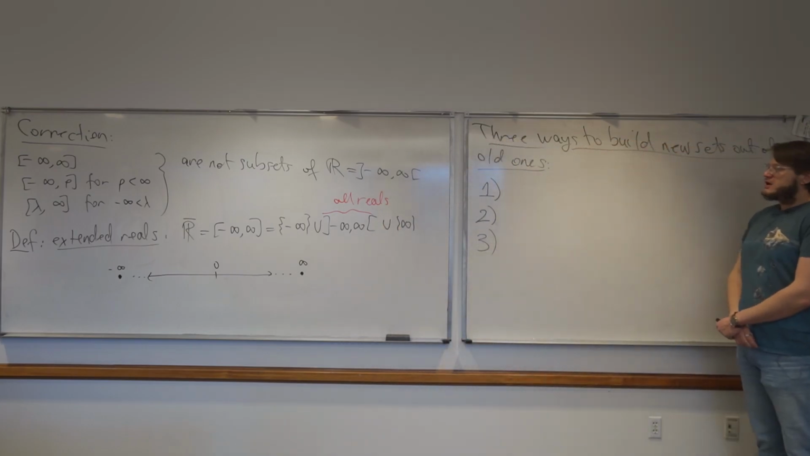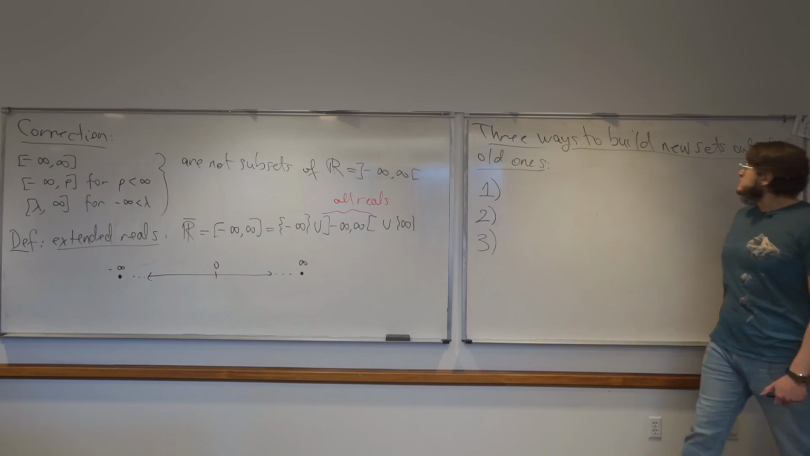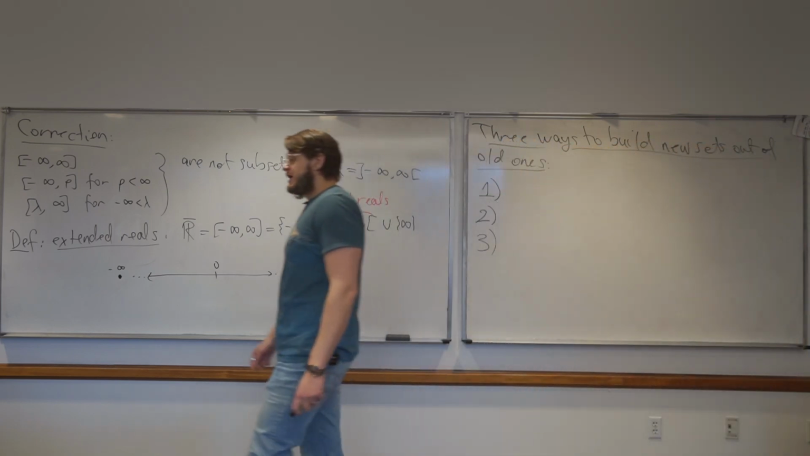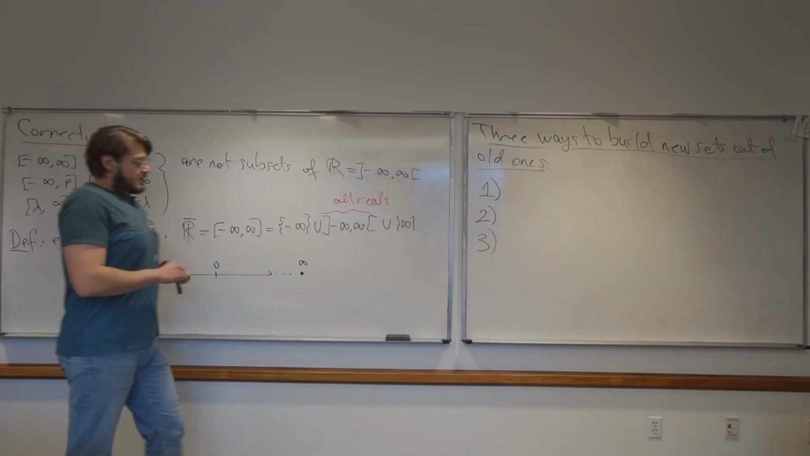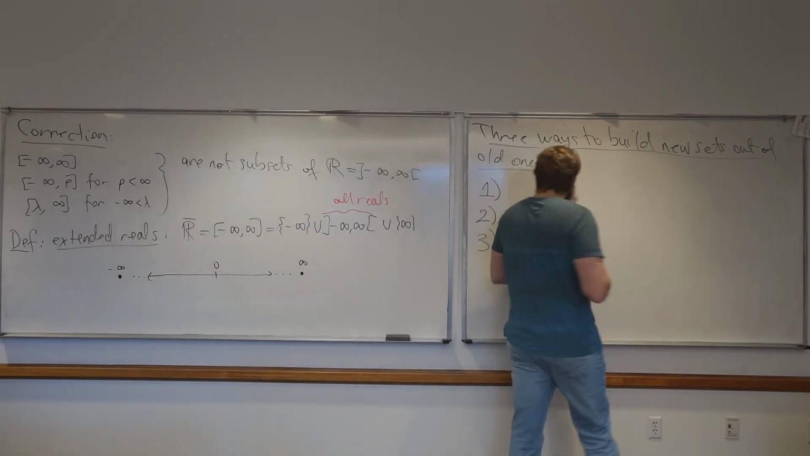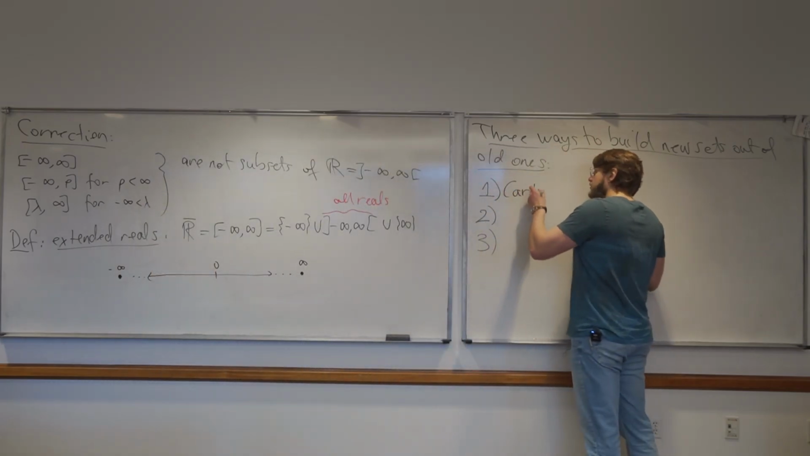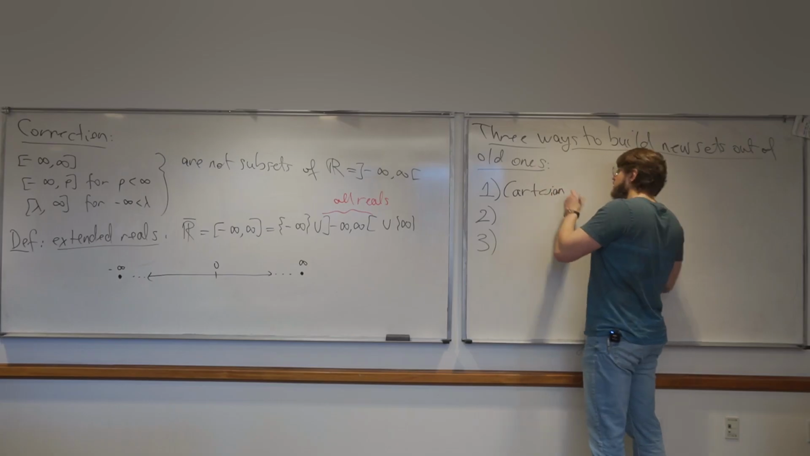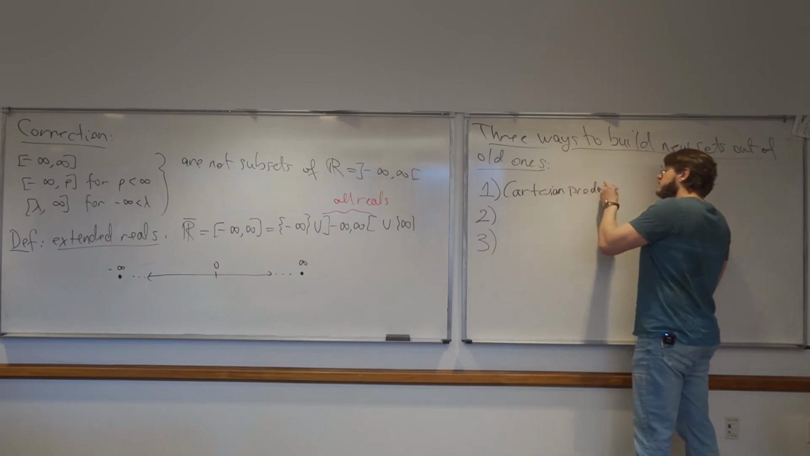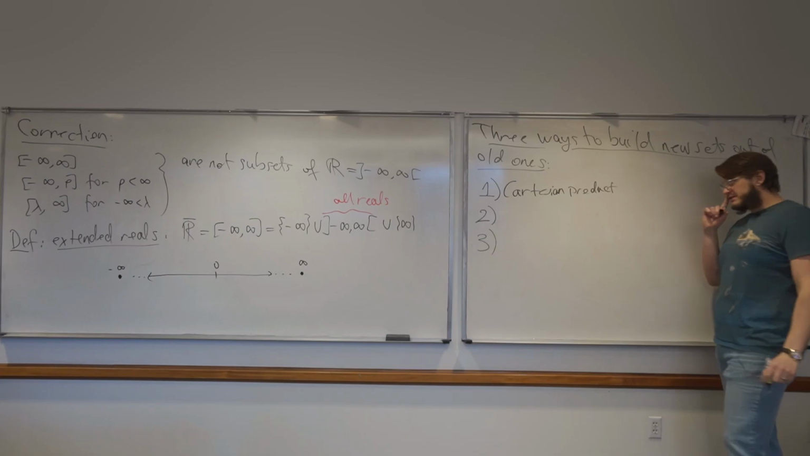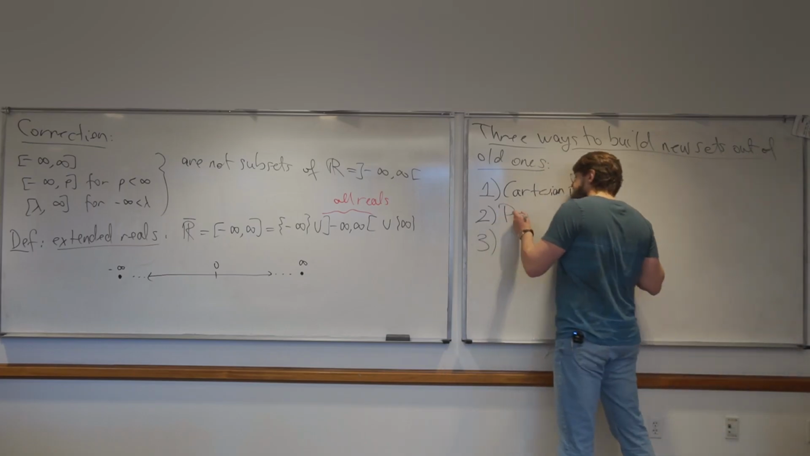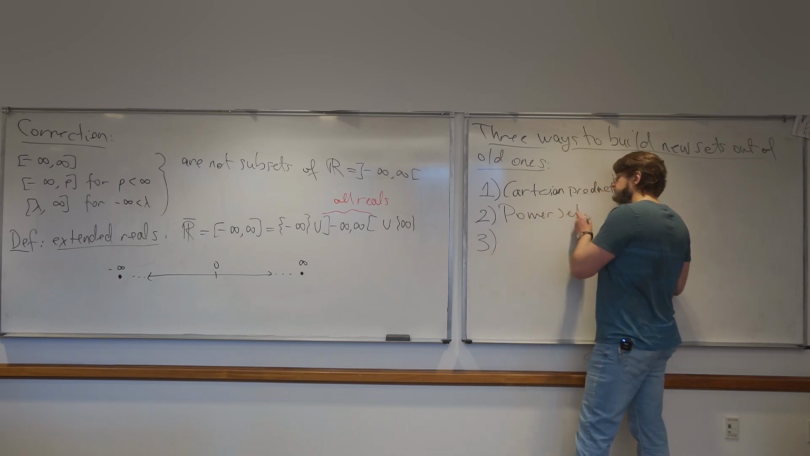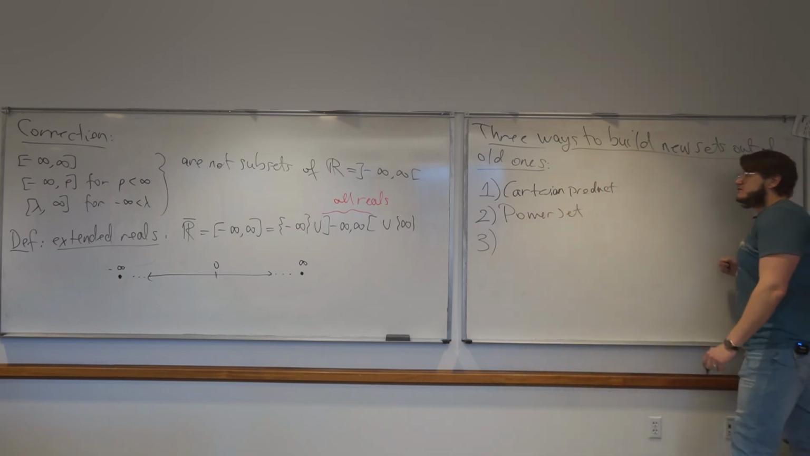What is more important for us is these three different ways of building new sets out of older ones. And in fact, the third one is the most important. First one is what is called the Cartesian product. I'll define what this means in a second. Second one is what is called the power set. Third one is the set of functions.